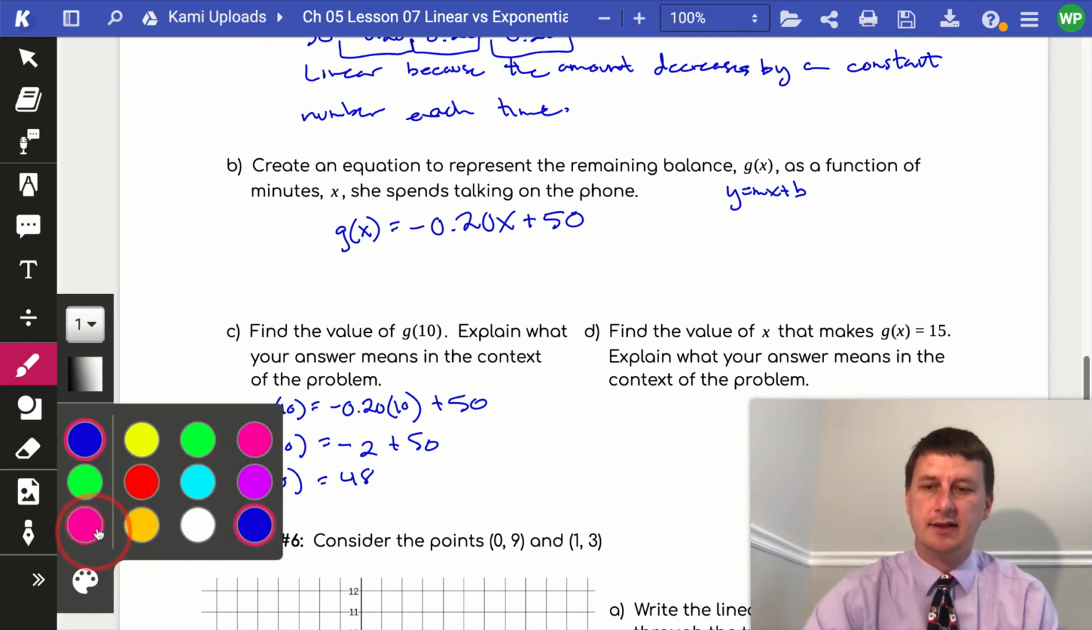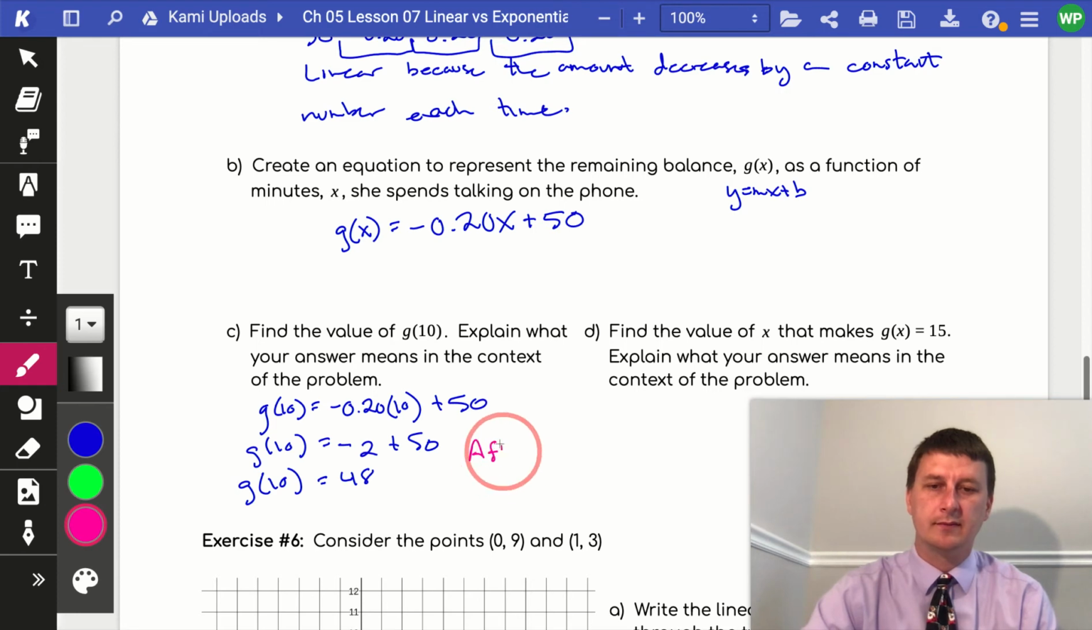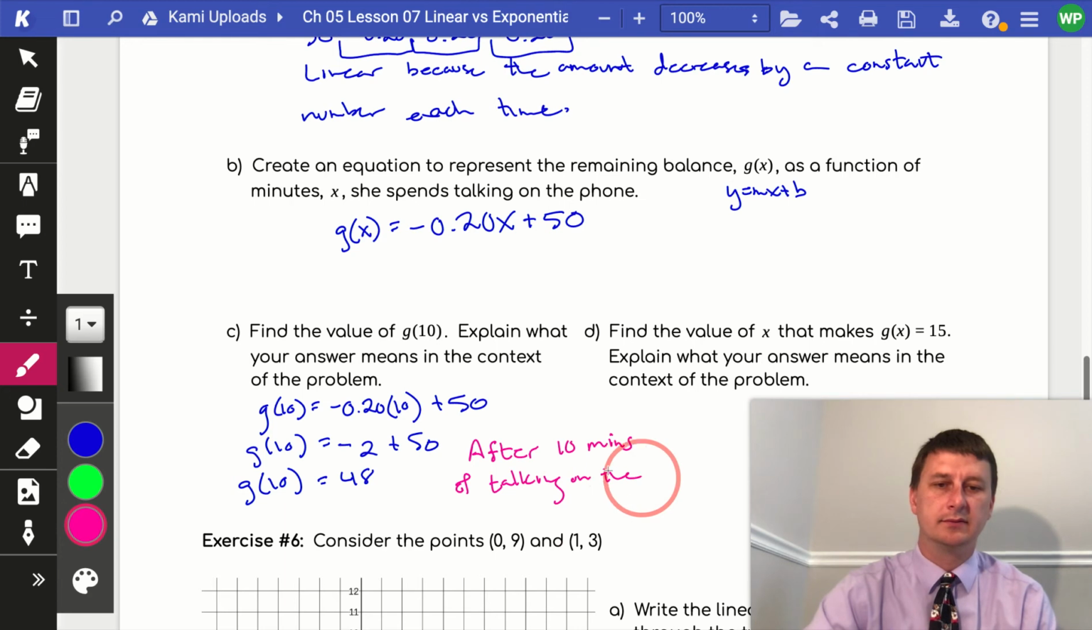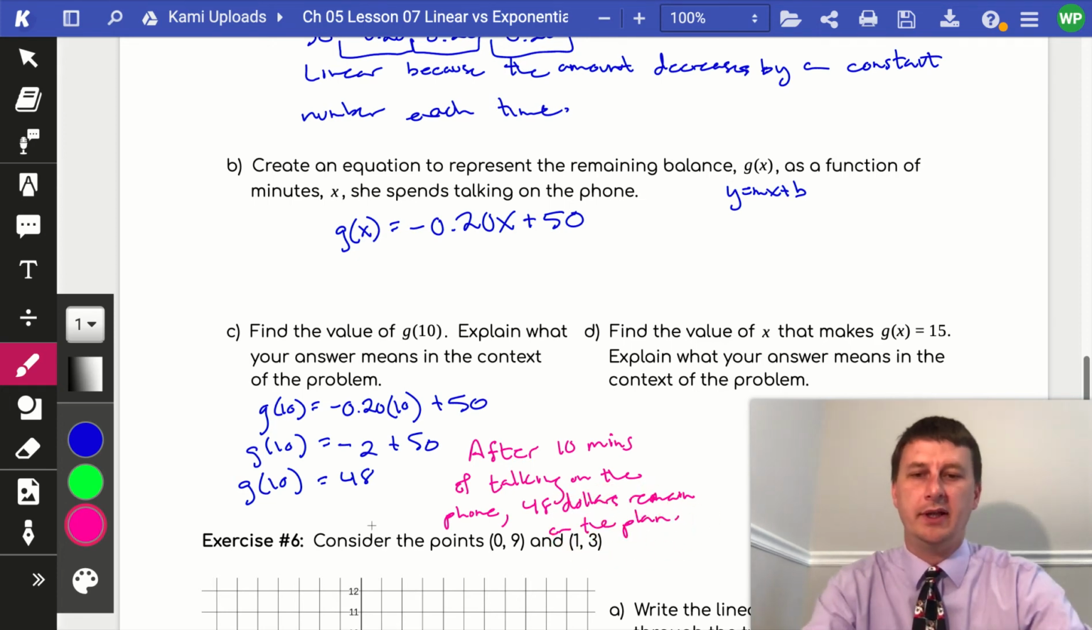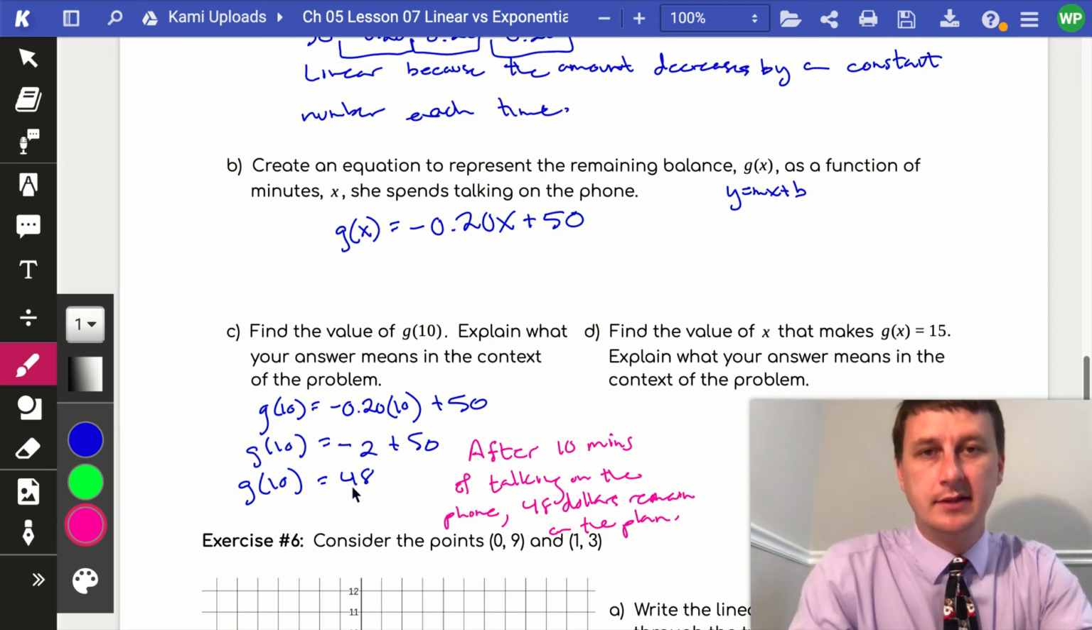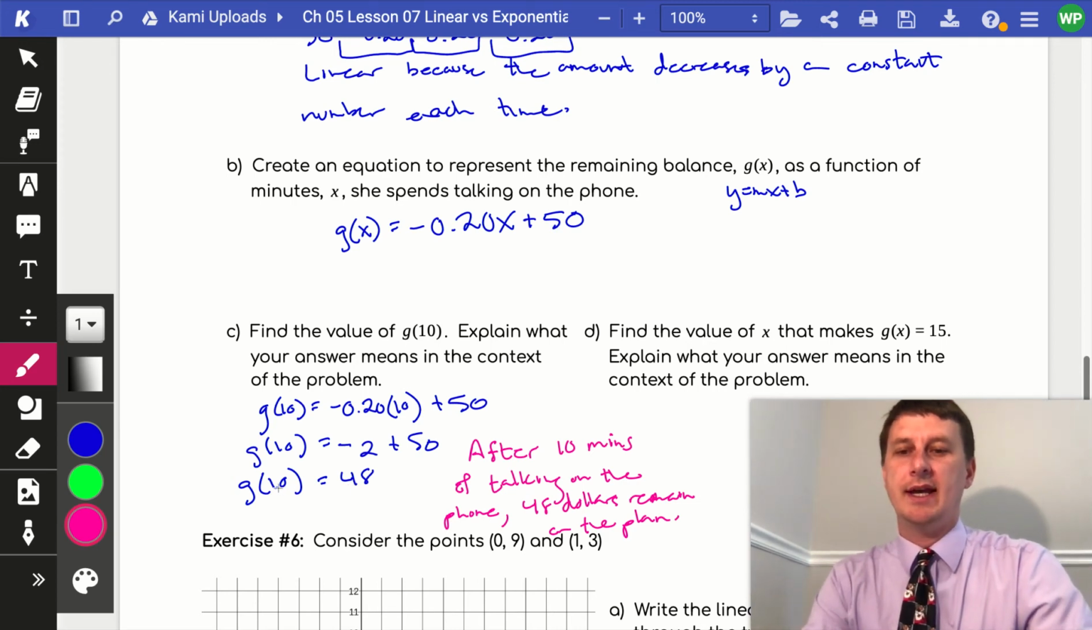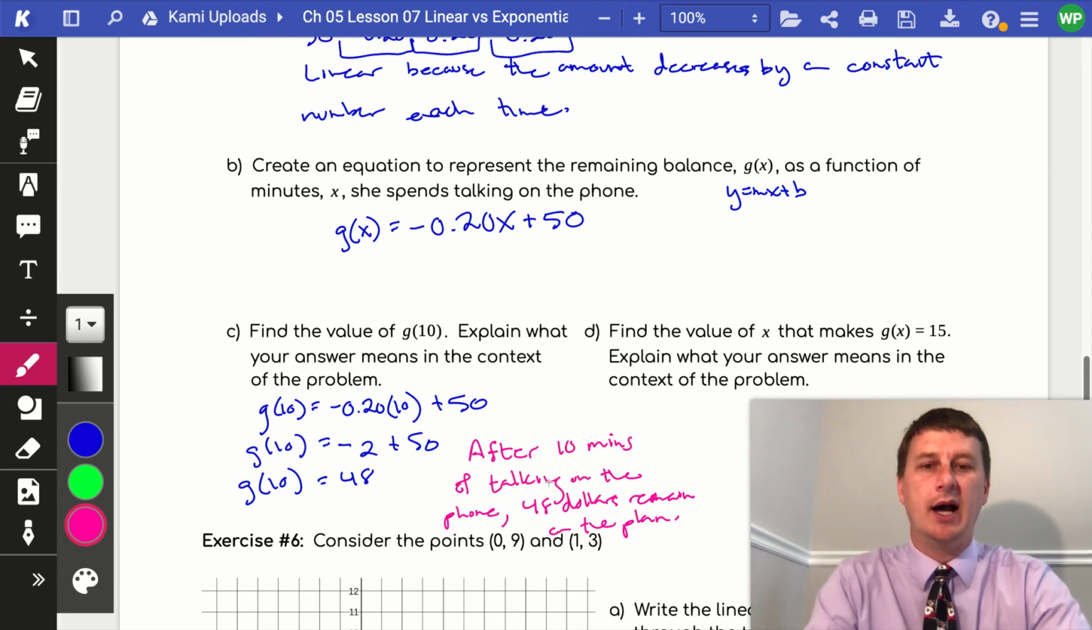So this means that after 10 minutes of talking on the phone, $48 remain on the plan, on the prepaid phone plan. She's got $48 left to spend because she's used now 10 minutes worth, which in this case is $2.